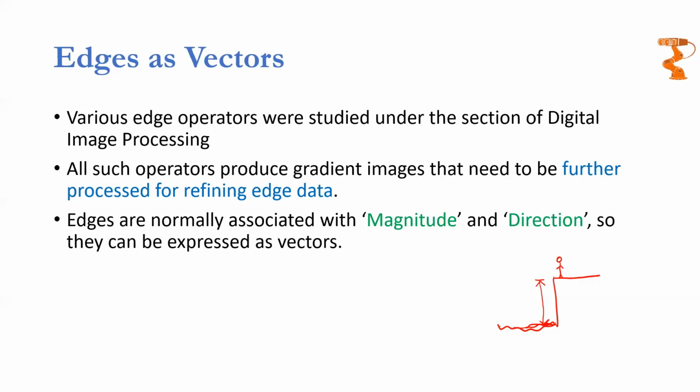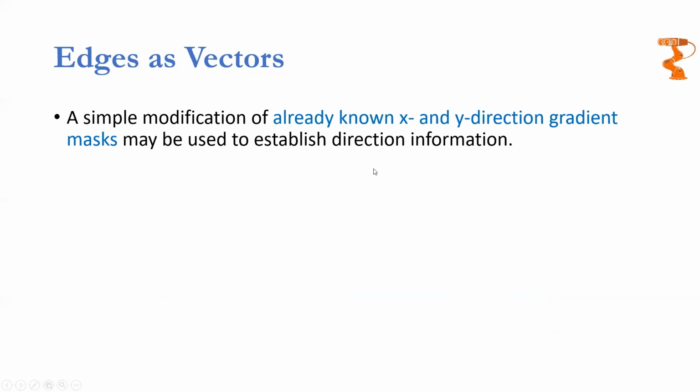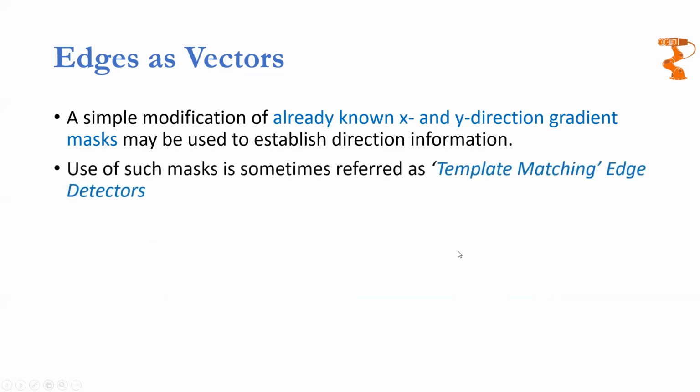Some edge detectors are designed to give you both pieces of information, that is the magnitude and the direction, whereas certain other edge detectors will only give you the magnitude, but direction information will be hidden somewhere in that. So we will see both of them. For example, a simple modification of the already known X and Y direction gradient masks can be used to establish direction information, and I'll explain this after 1 or 2 slides.